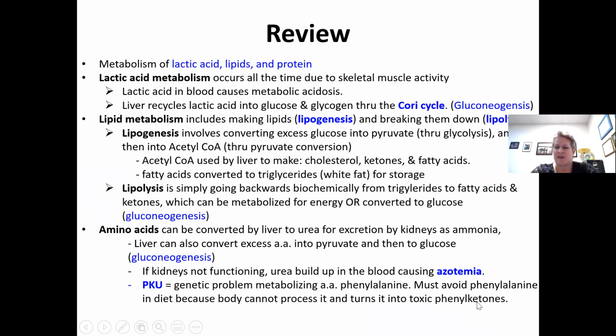So this, my friends, ends the chapter on metabolism. The next one we're going to cover is going to be chapter 2, part 2, cell transport.